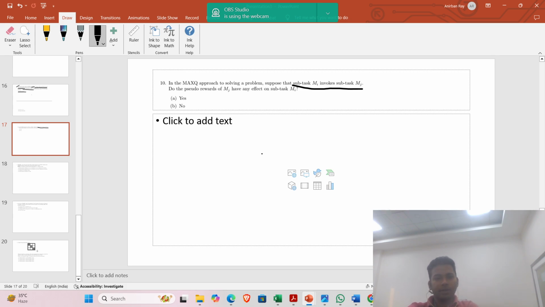It does not have a direct effect, but the policy that you learn for Mj will have an impact on the subtask Mi. That is because in the policy learning phase the pseudo reward has influence on the policy learning, and that policy will impact Mi. So that is why it is important.